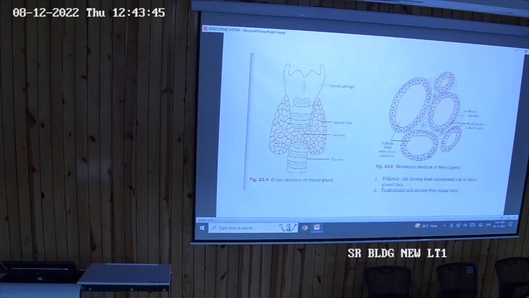That is why the thyroid gland differs from other endocrine glands. Other endocrine glands, as they produce the hormone, pass it directly into the bloodstream. It is not stored there in the gland.